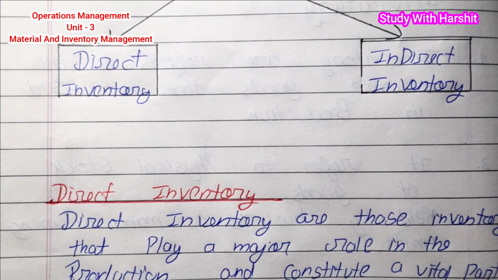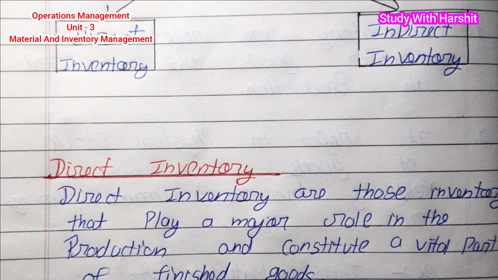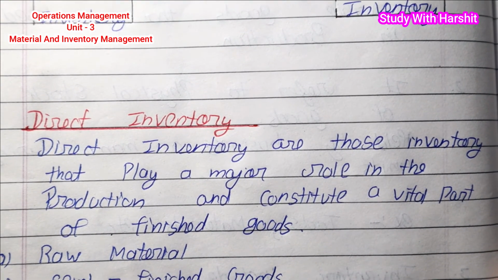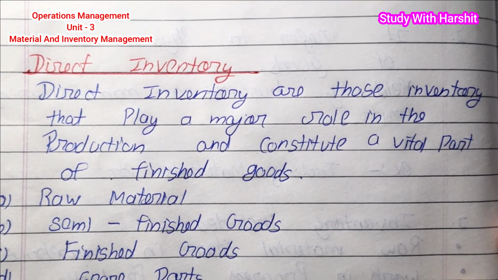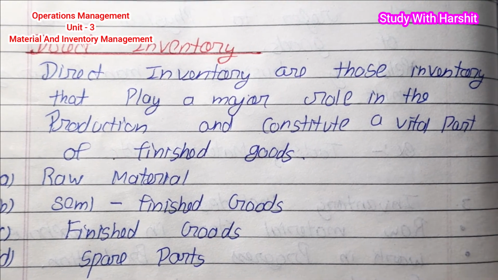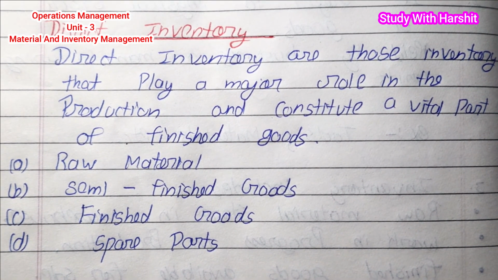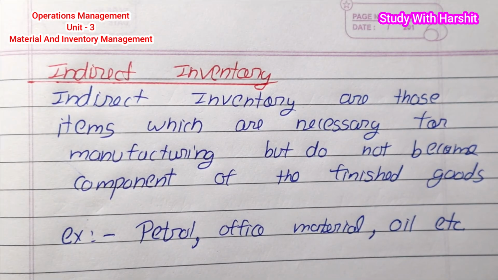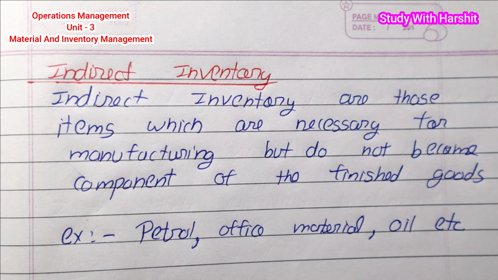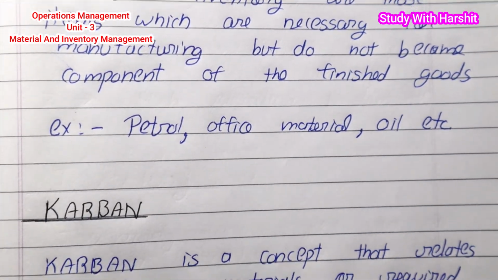First, direct inventory: inventory that plays a major role in production and contributes a vital part of the finished good, such as raw material, semi-finished goods, finished goods, and spare parts. Indirect inventory are those items which are necessary for manufacturing but do not become a component of the finished good, like petrol, office material, oil, etc.